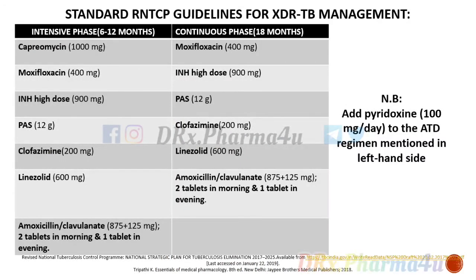So just imagine this treatment is approximately 24 to 30 months. So almost 2 to 2.5 years. In the intensive phase, we can use capreomycin, moxifloxacin, high dose isoniazid. Please remember, if you are using high dose isoniazid, we have to monitor the patient for neurotoxicity.